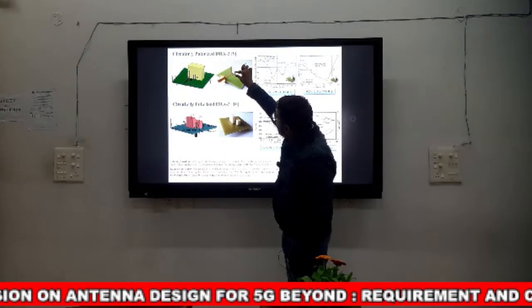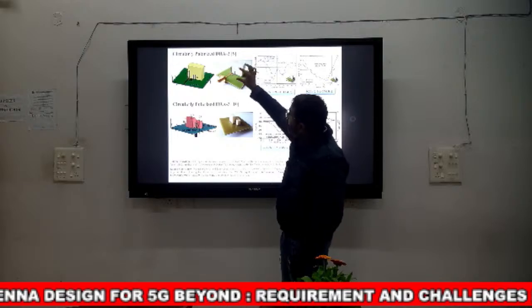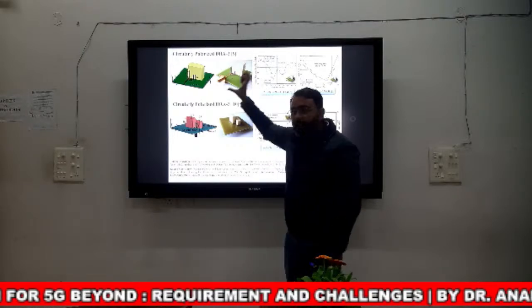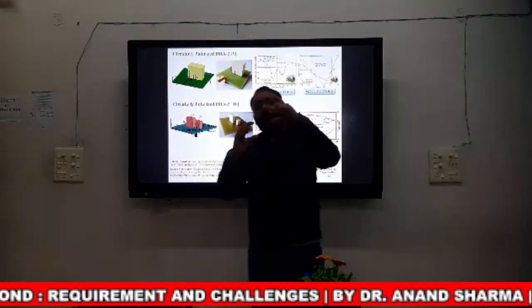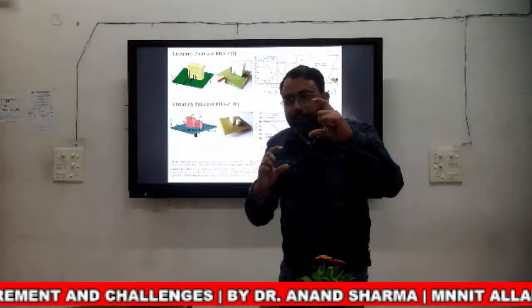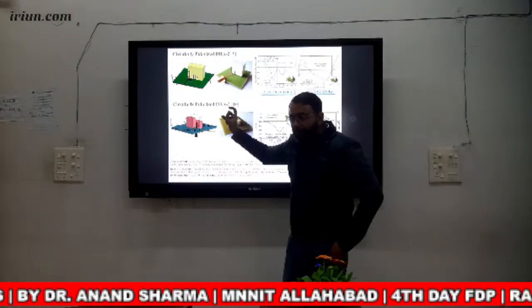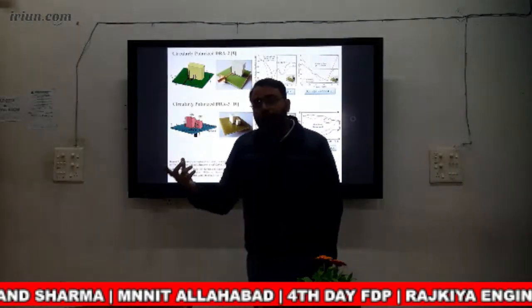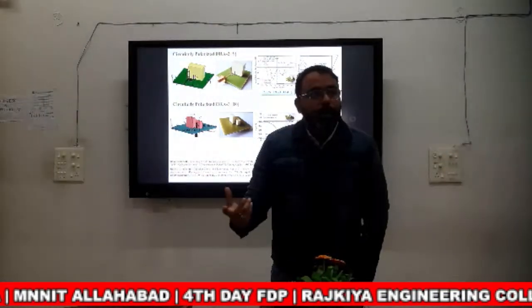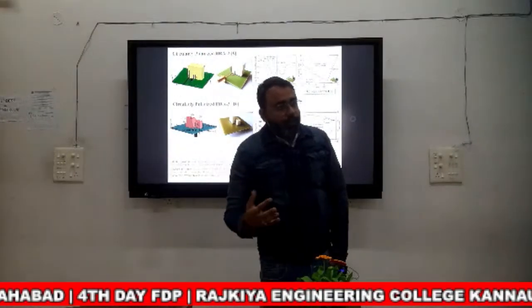If this conformal strip has a shorter length and this conformal strip has a larger length, this will create a path difference between two field lines. We will optimize this path difference, and after optimization, we will get a phase difference of 90 degrees.